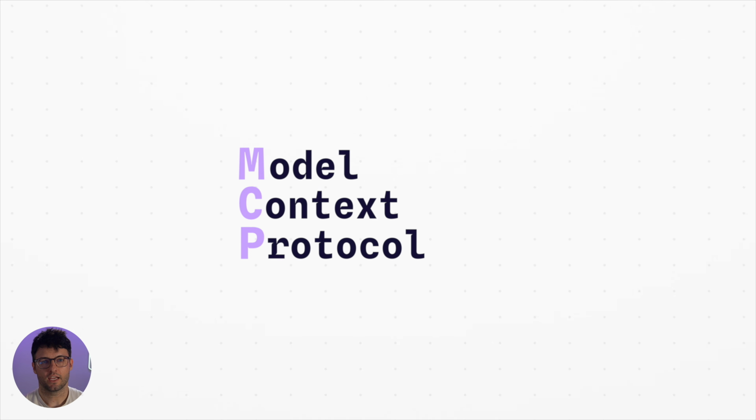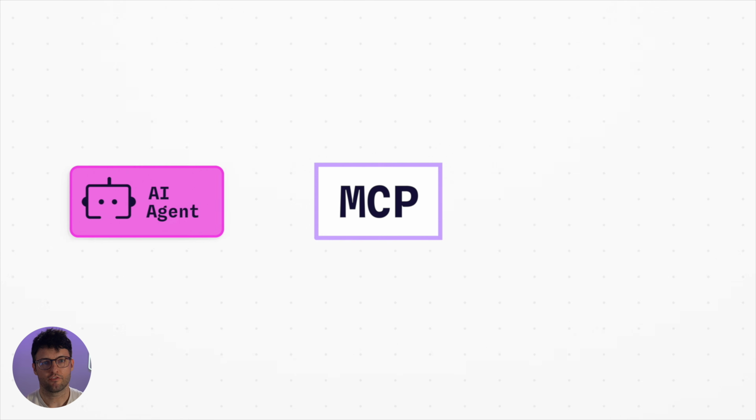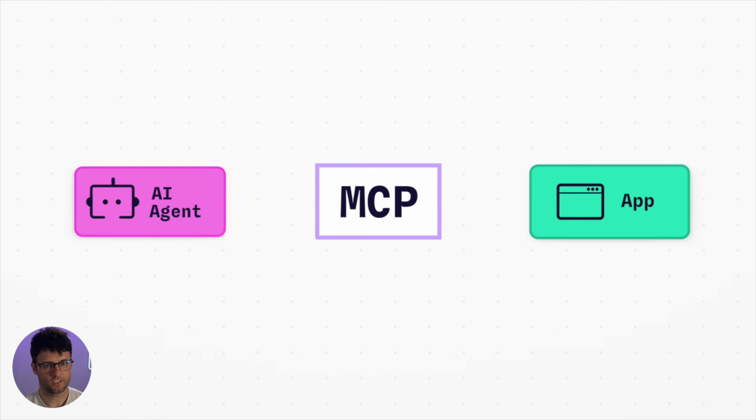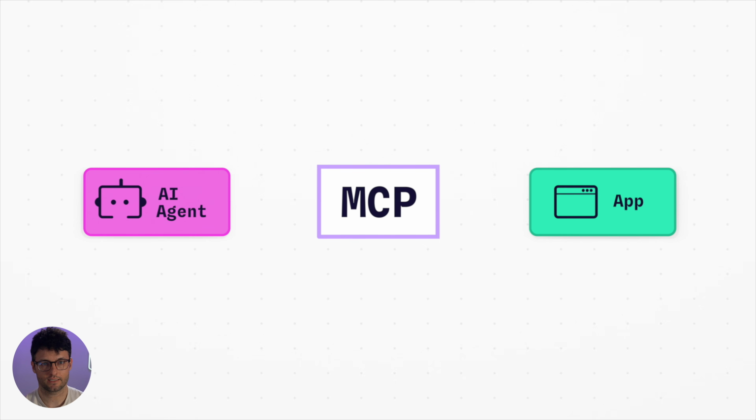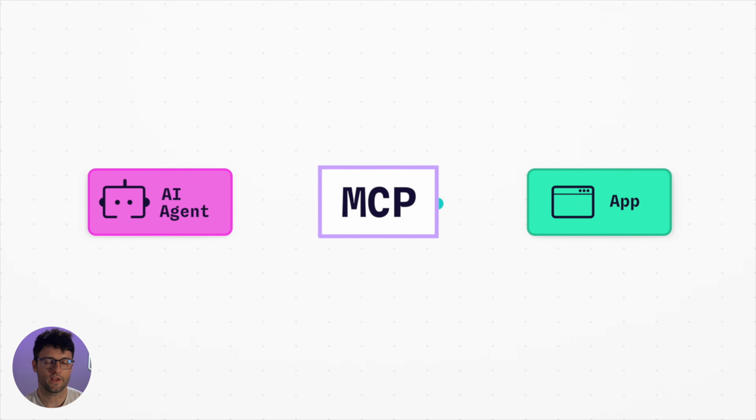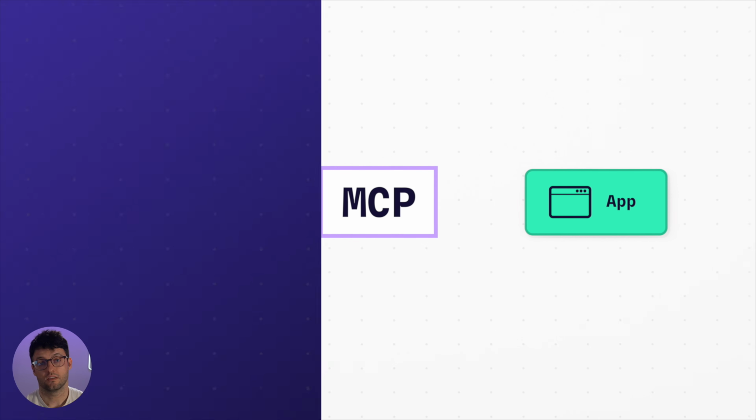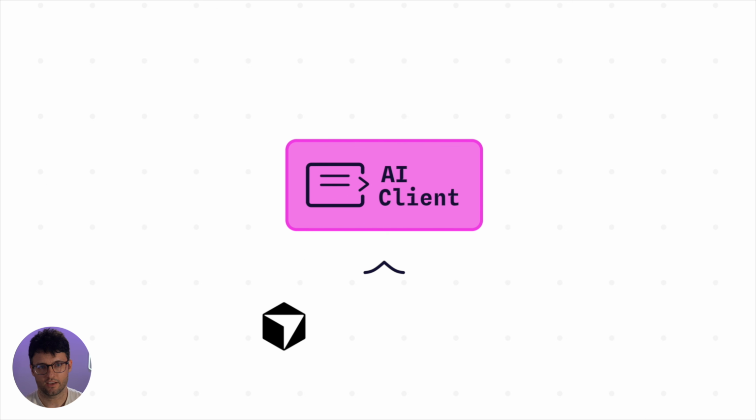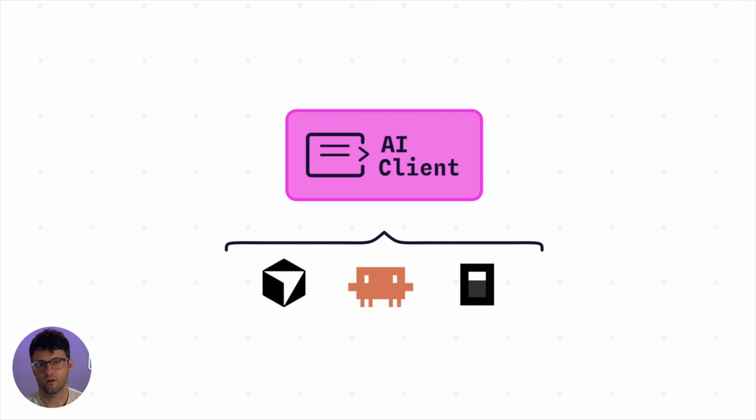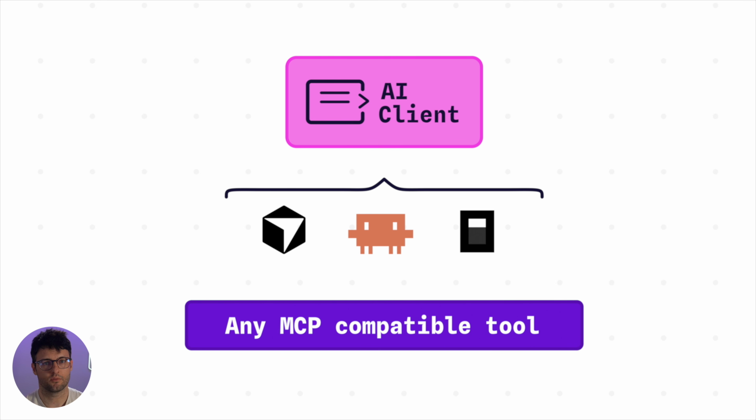MCP stands for Model Context Protocol. You can think of it as a standard way for AI agents to connect with external tools and data sources. The Penpot MCP server acts as a bridge between your AI client and your Penpot file. So, for example, you might be using an AI client like Cursor, Claude Code, Open Code, or another MCP-compatible tool.